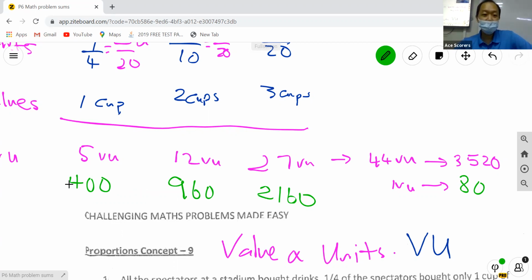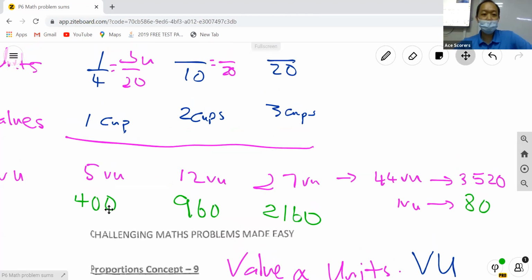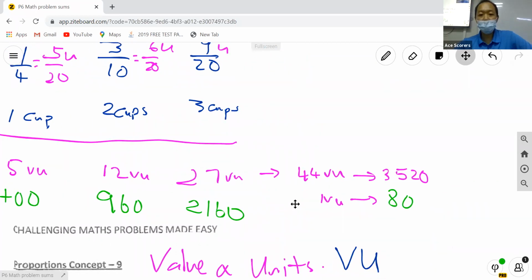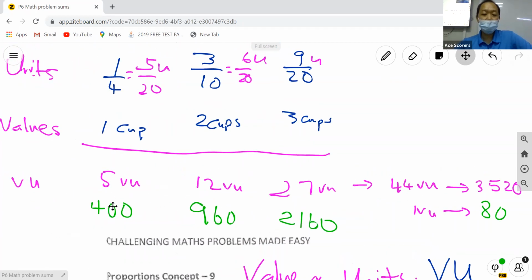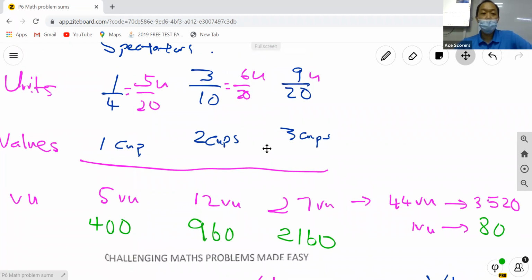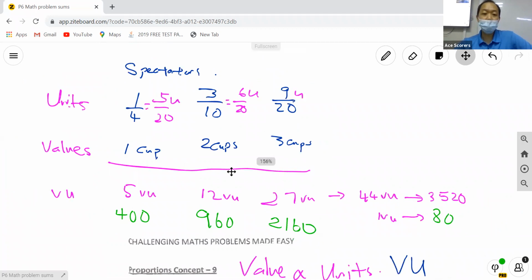Okay, then what did we get? 400, 960, and 2160. What is this actually? This is the total number of cups. Because the total is 3,520 cups, so here is 400 cups, 960 cups, and 2,160 cups. So the question now is how many spectators are there, right? So how to find the number of spectators?